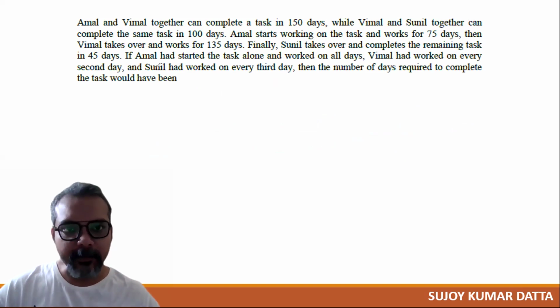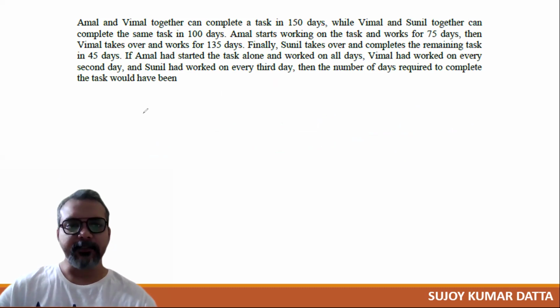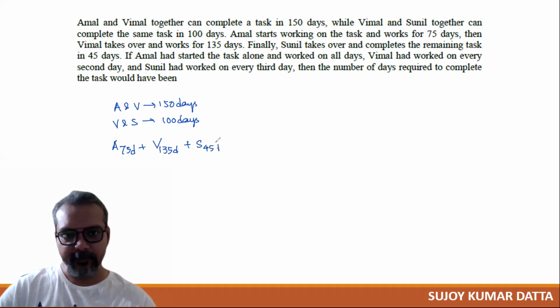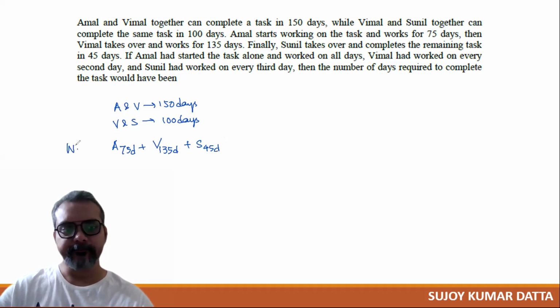So Amal and Vimal together can complete a task in 150 days. So A and V will take 150 days. V and S would take 100 days. And now it is saying that A starts working for 75 days. Then V works for 135 days. And then S works for 45 days. And then they complete the work.